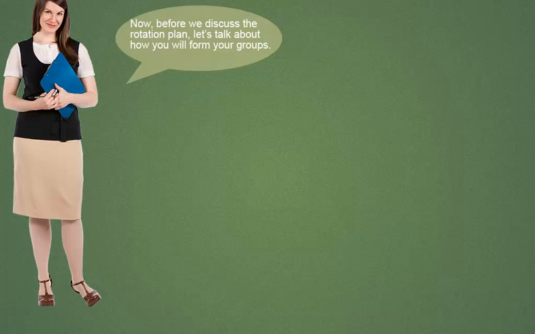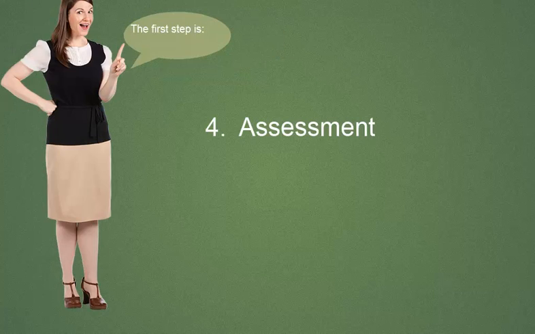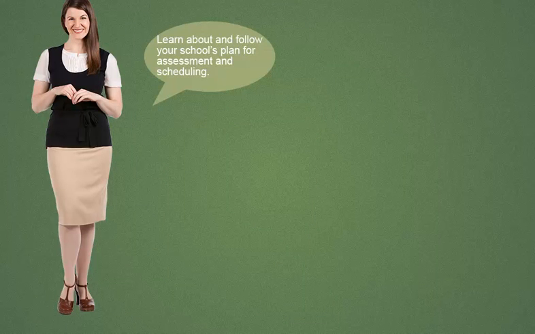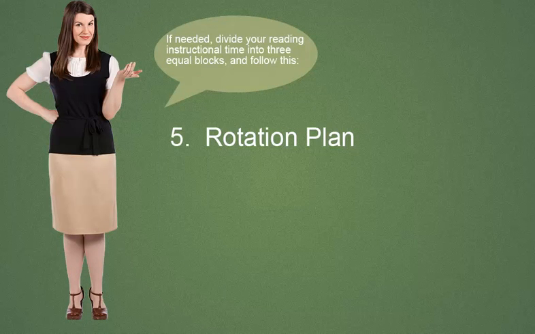Now, before we discuss the rotation plan, let's talk about how you will form your groups. The first step is assessment. Your school may use the Phonological Awareness Literacy Screening, or PALS program, the Developmental Reading Assessment Program, also known as the DRA, or some other assessment tool. Be sure to learn about and follow your school's plan for assessment and scheduling. If needed and permissible, divide your reading instructional time into 3 equal blocks and follow this rotation plan that I'm about to explain.